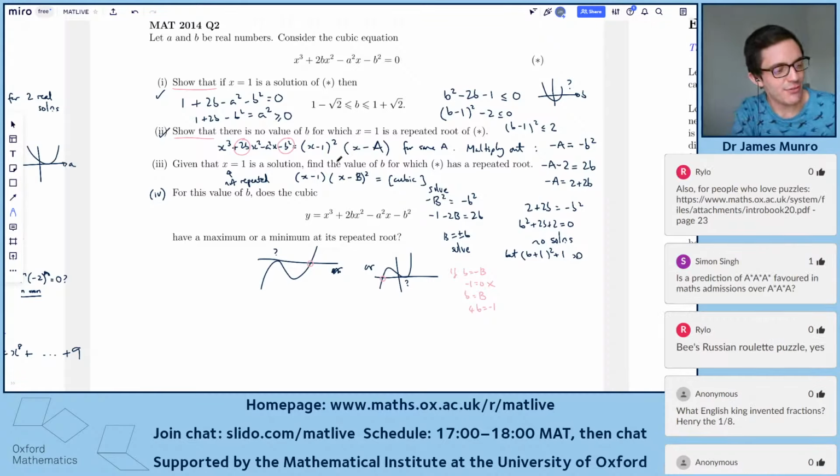Is predicted grades of 3 A stars favoured in maths submissions over A star, A star, A? Firstly, that's a question about predicted grades because people don't generally have those grades. Secondly, no, because we don't need you to get an A star in the 3rd subject. Somebody asked about physics a while ago. We don't need you to have physics to do maths at Oxford. We don't assume you know any physics when you get here. And you don't need an A star in that 3rd subject.